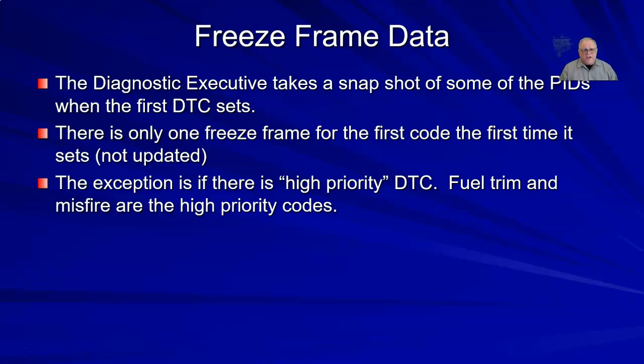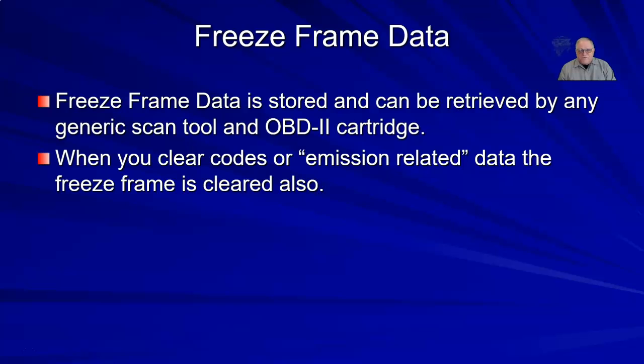When a DTC sets, now this is with OBD2, let's say that you have a low flow on the EGR system. Code sets. If another code sets, like an evap code or something like that, you only have a freeze frame for the first DTC that sets, and it's only for the first time that the DTC sets. It will not be updated, except for the high priority DTCs. And that's going to be a fuel trim or a misfire. So if you have that EGR code and then a misfire occurs, the freeze frame data will be replaced with the misfire code. The misfire data is accessible with a generic scan tool.